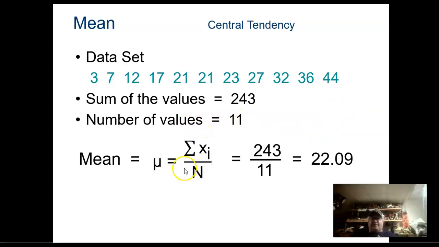So if we plug and chug this into our formula, the mean, remember this upside down, weird looking U shaped object here, equals the sum of all of our data values divided by the number of values in our data set. We get equals 243 divided by 11. And we will come out with 22.09.